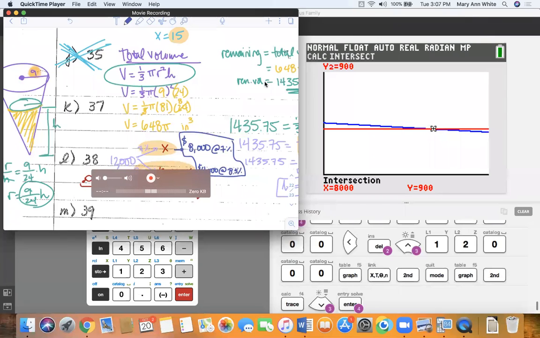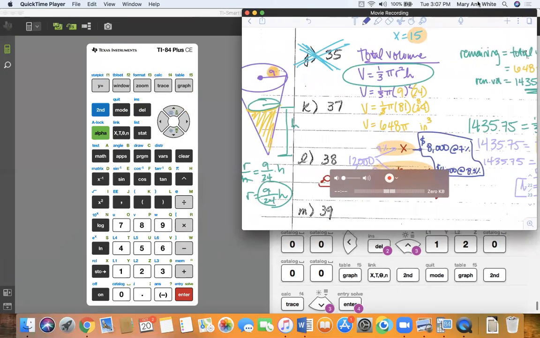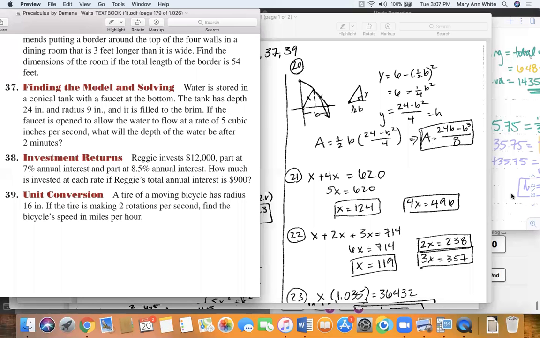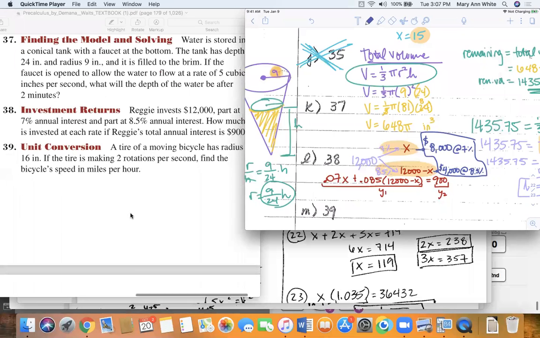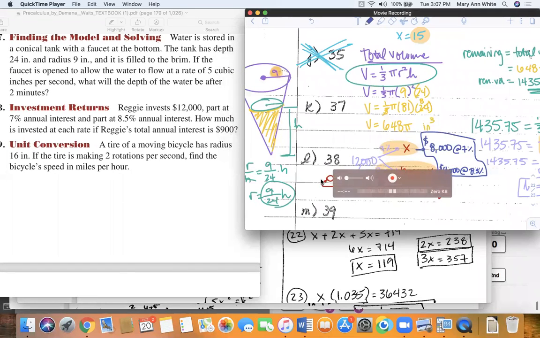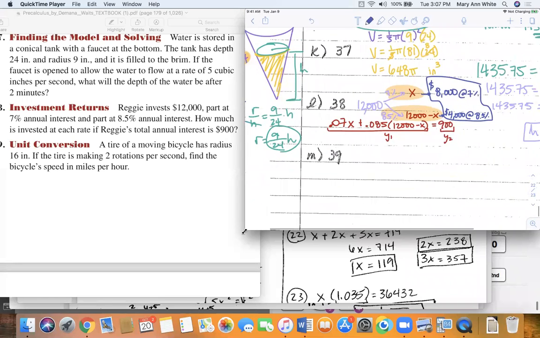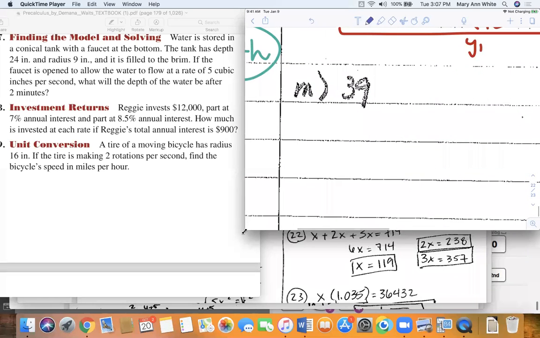All right, I am going to do this last one. It's not a calculator problem, but it is conversions like in chemistry. So I hope we remember some conversions. It says the tire of a moving bicycle has a radius of 16 inches. If it is making 2 rotations per second, find its speed in miles per hour. Okay, so I've got a bicycle, got a wheel. Its radius is 16 inches.